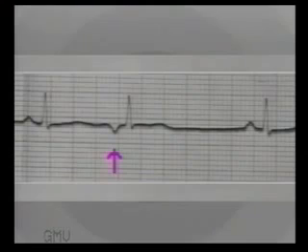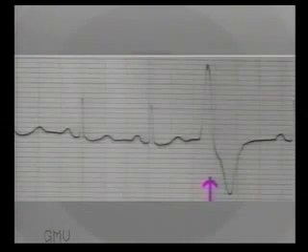This is a nodal premature beat with normal QRS configuration, inverted P wave and incomplete compensatory pause. And this is a ventricular premature beat with wide and bizarre QRS, no P wave, opposite T wave and complete compensatory pause.